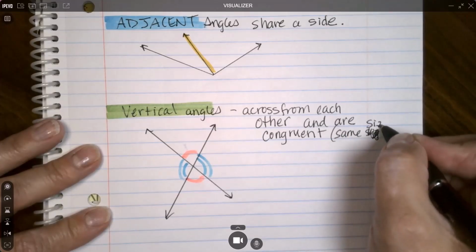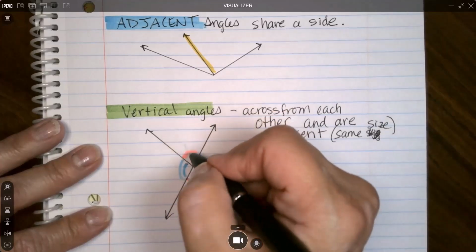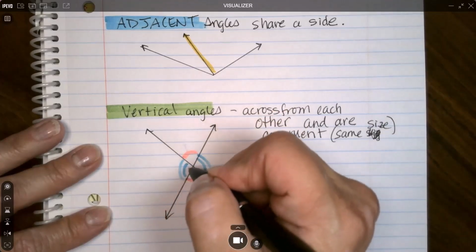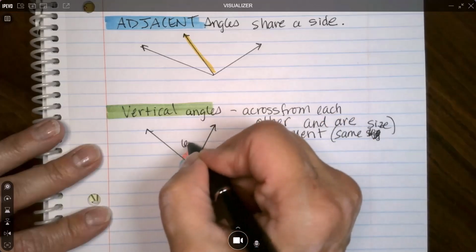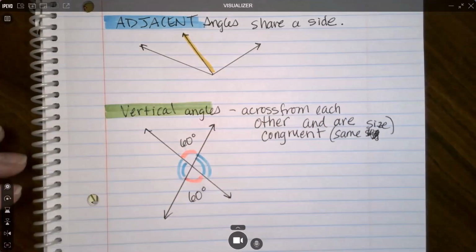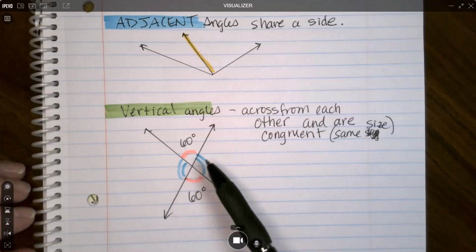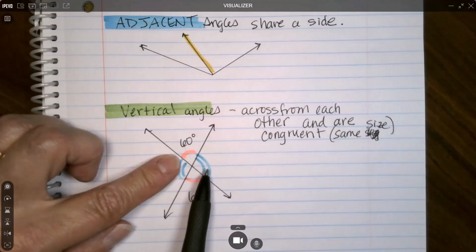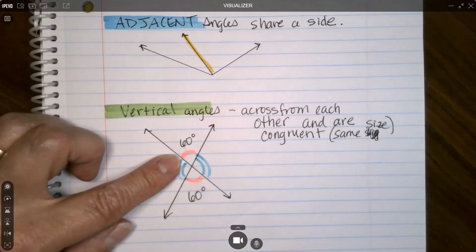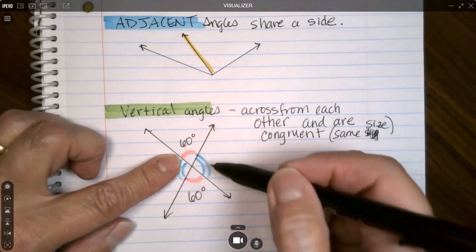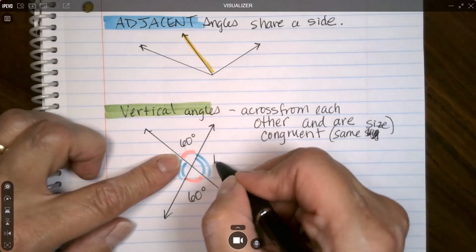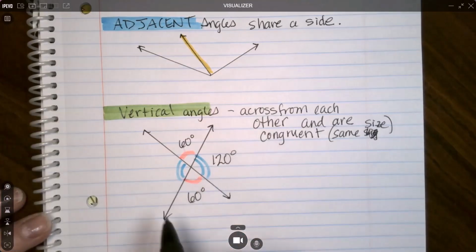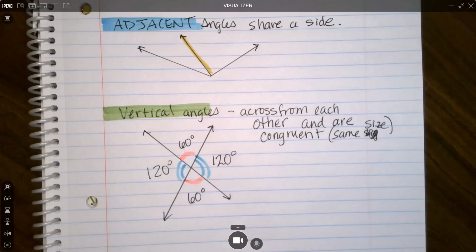Same size. All right, so if this right here was 60 degrees, this one would be 60 degrees. Now, if you think ahead here a little bit, if you look at this one, this 60-degree angle is making a straight line with this angle. So we know they're supplementary, and that's going to add up to 180. So this one must be 120. Since these two are equal, this would be 120. We have done complementary, supplementary, adjacent, and vertical. We've got one more term that I need to define for you.